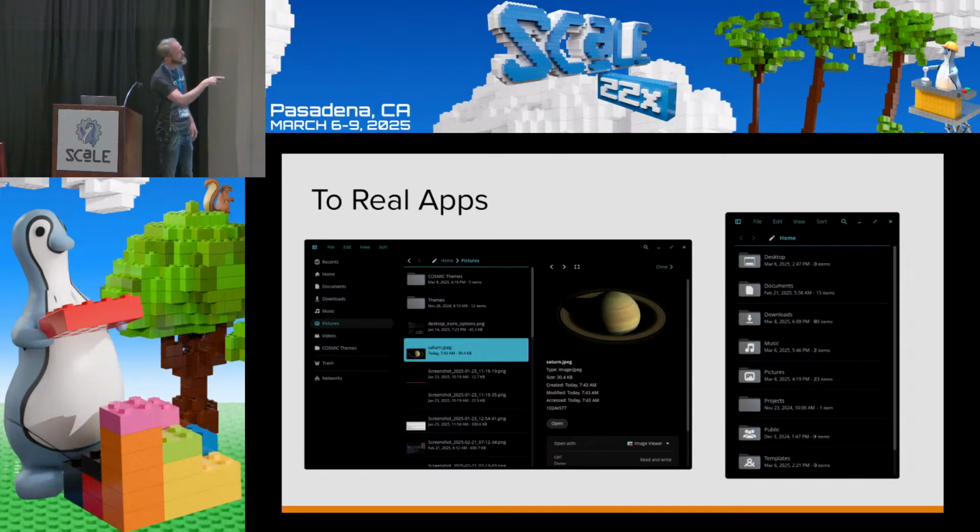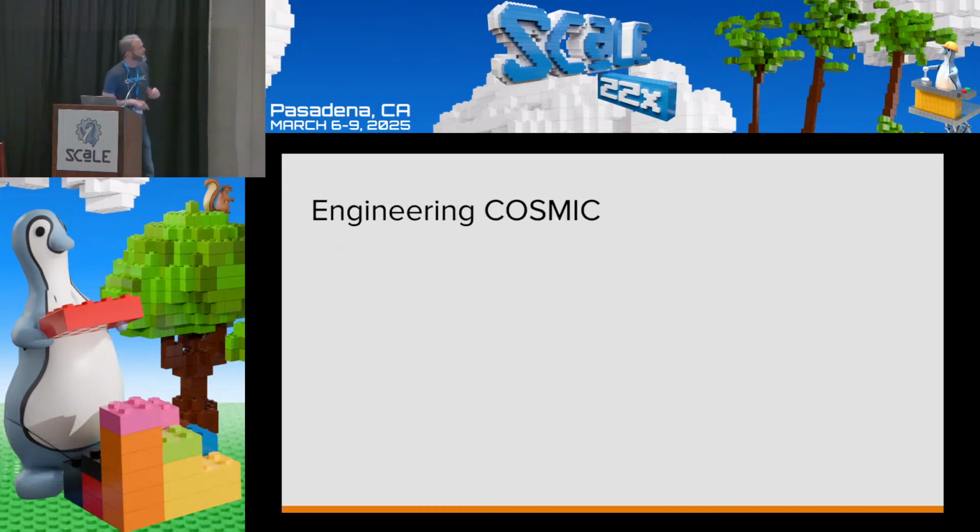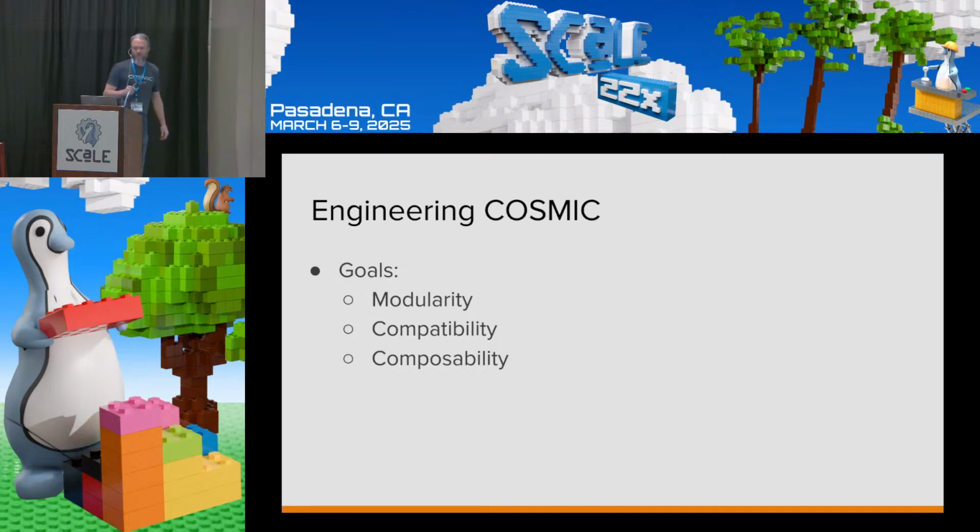But then you can see it collapsed there as well, where in a single column you can open the navigation bar or open settings or preview windows, all from a single column all the way up to full size. So engineering Cosmic. Our goals in engineering Cosmic were that it's modular, compatible, and composable.